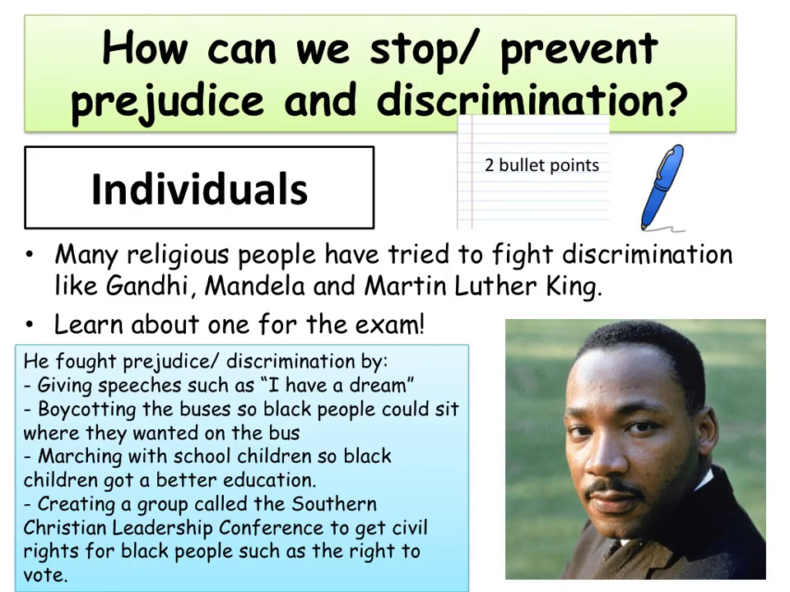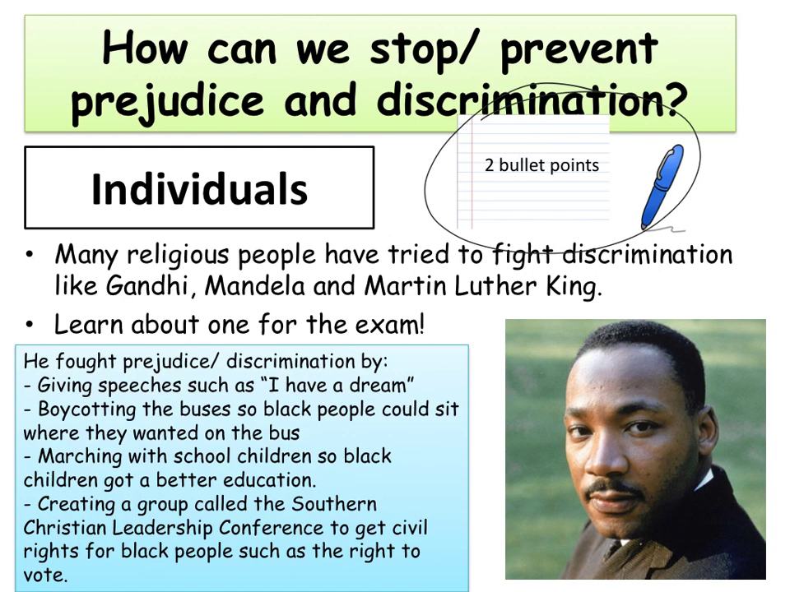We need to look at another way that we can stop prejudice and discrimination. Here we're going to look at an individual who's tried to stop prejudice and discrimination. Again, I want you to write down 2 bullet point notes which would explain what individuals could do in order to fight prejudice and discrimination. Many religious people have tried to fight discrimination, people like Gandhi, Nelson Mandela or Martin Luther King. You should learn about one for the exam.